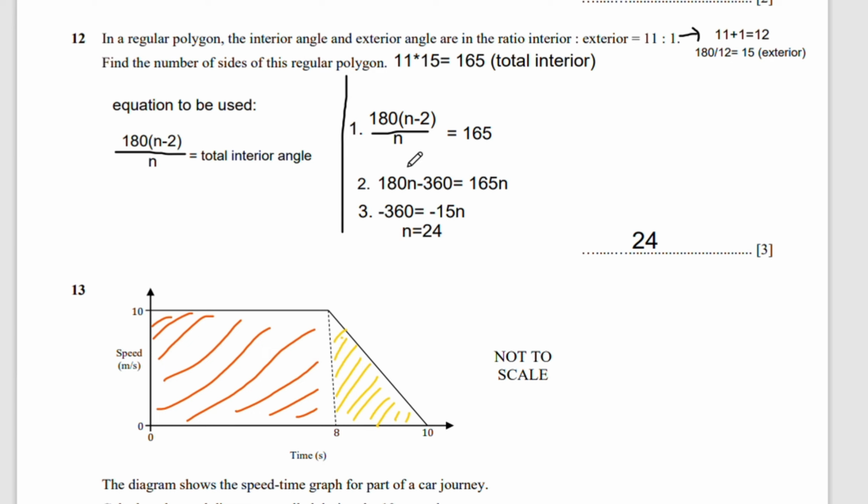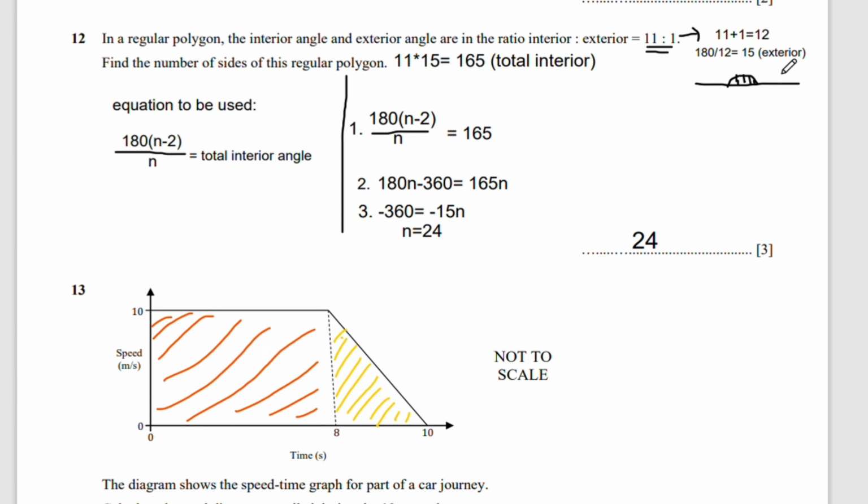Here is the way that I solved it. Here we have the ratio, and we will use that. So 11 plus 1 is equal to 12. 180 is the angle of a straight line. Here's a straight line, and here's the angle. This one is 180 in total, the whole turn. So 180 divided by 12 is 15.